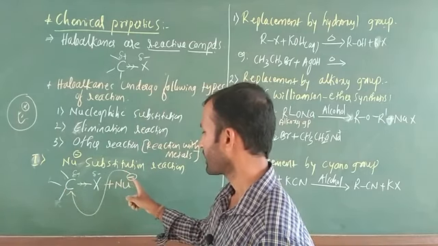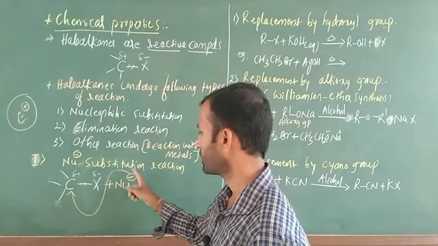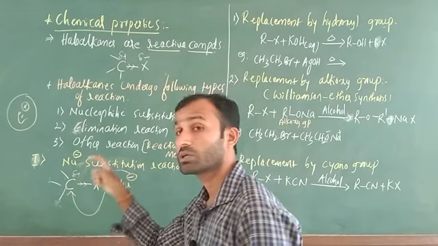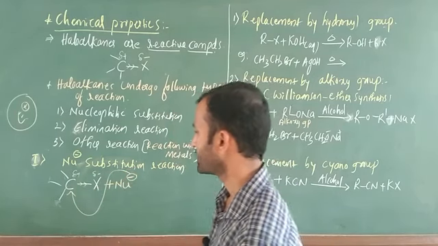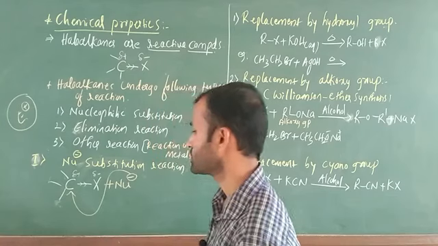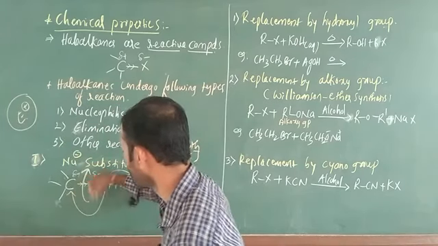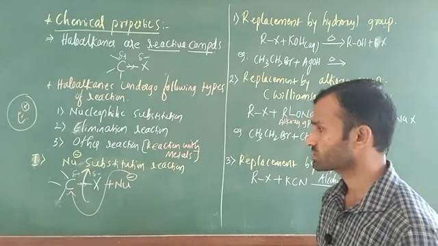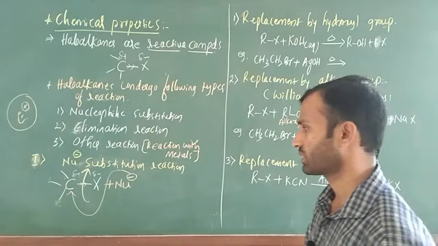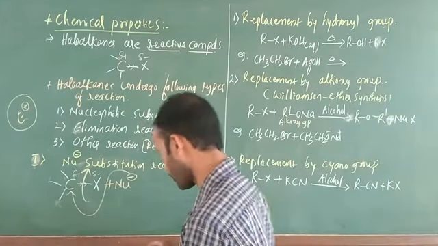When the nucleophile, the electron-rich center, attacks the electron-deficient center, obviously bond cleavage takes place like this. In this case, the halogen is removed from the carbon. Finally, there is a formation of product.